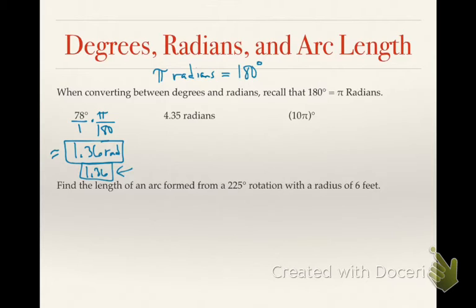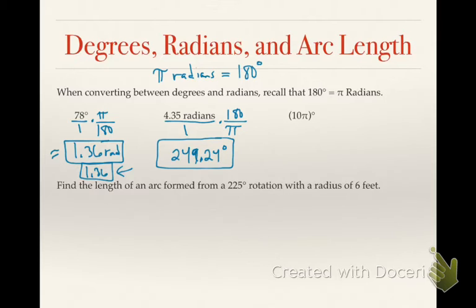Okay. Converting from radians to degrees, I want to cancel radians, so I'm going to multiply by 180 degrees over pi radians. And when you do that out, you'll get something like 249.24 degrees. Depending on the problem, it should say how to round your values. 249.24 degrees.